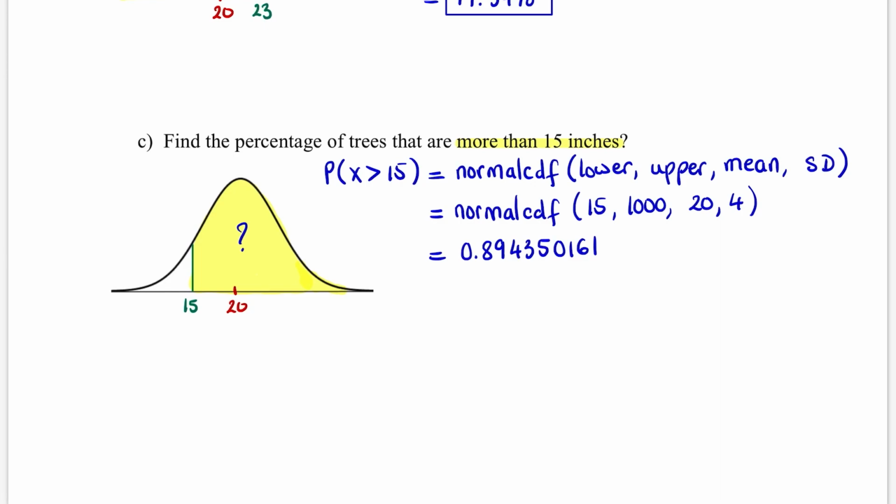Let's round this to 4 decimal places. This digit is 5, so I round up to 0.8944. And I convert this to a percent, that is 89.44%.